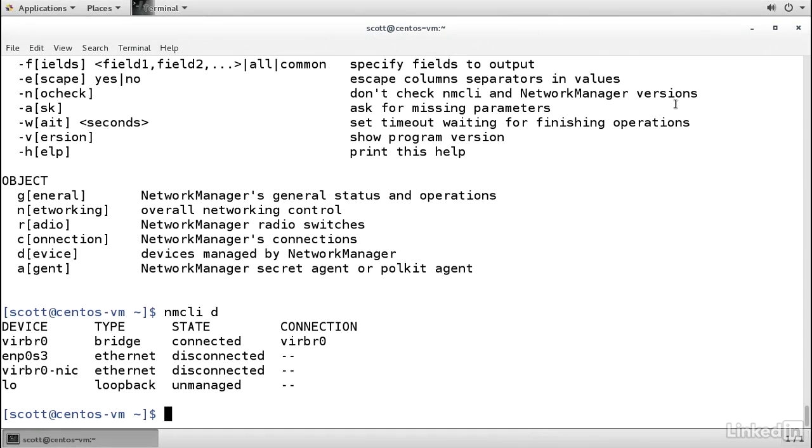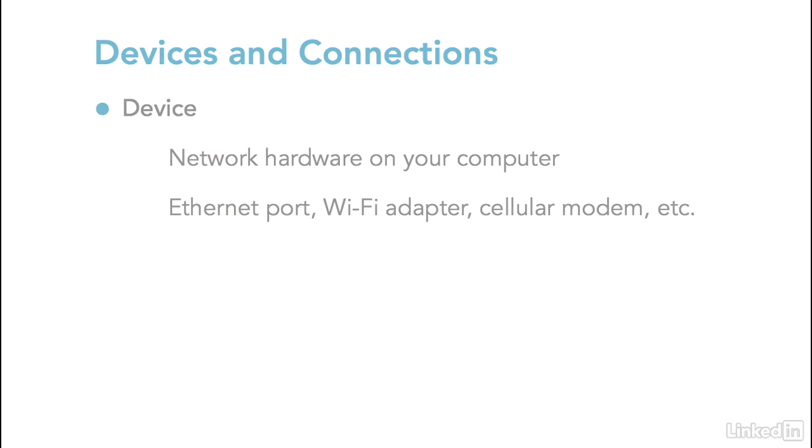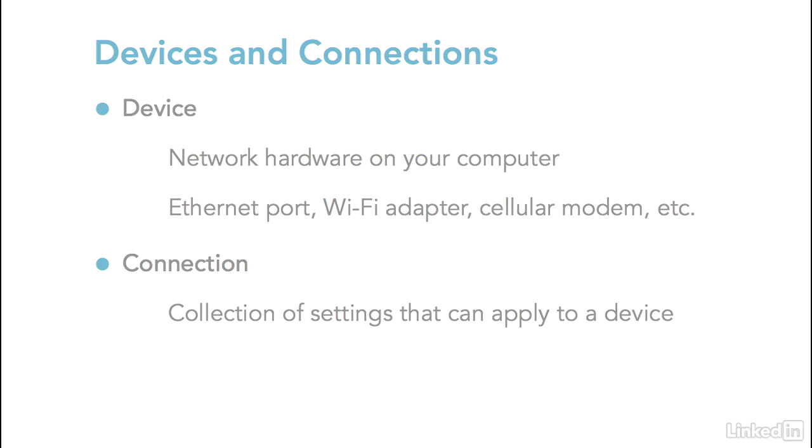It's important to understand the distinction between devices and connections. The device is the network hardware on your computer, the Ethernet port, the Wi-Fi adapter, the cellular modem. A connection profile is a collection of settings that can apply to your device. You can have more than one connection profile and switch which one is active. You're probably used to this idea in the context of different Wi-Fi networks, but you can have connection profiles for Ethernet adapters too. If you switch between networks, it can be handy to have more than one connection profile to switch to, rather than going in and tweaking settings every time.